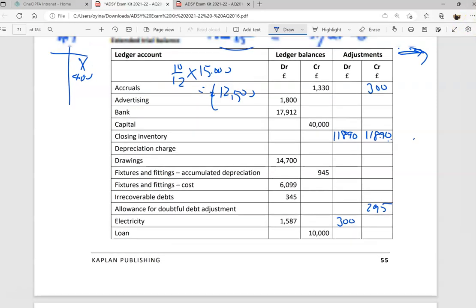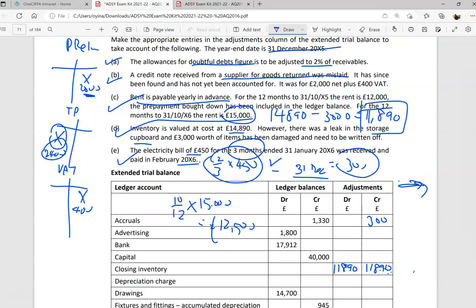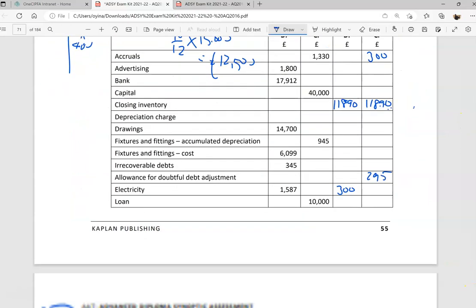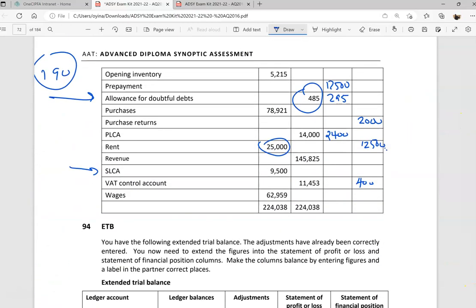So we're done with all of these. You should add all these up. They should be perfectly equal. If you add all these up, you should get 27,385. Perfect. And that is your first extended trial balance. Question 93.